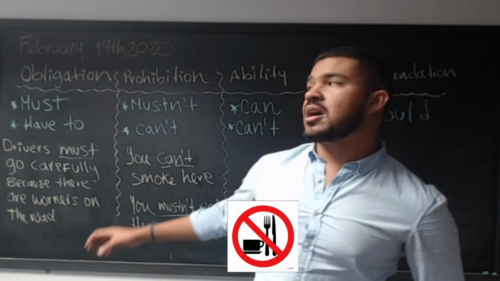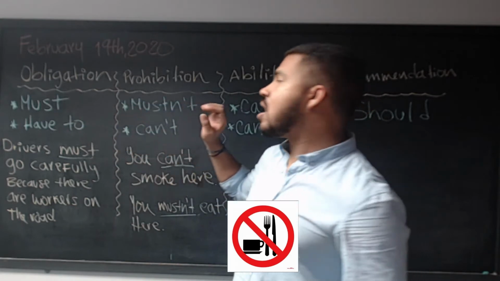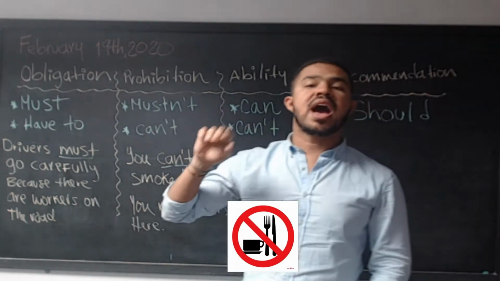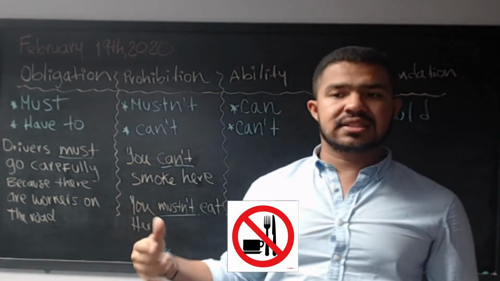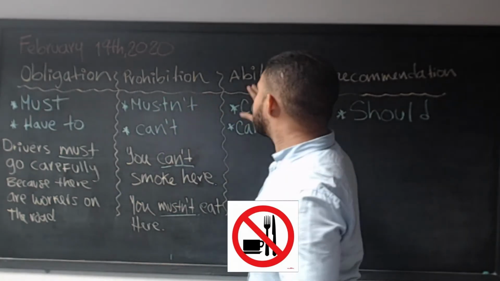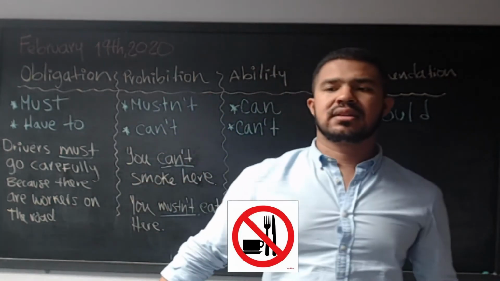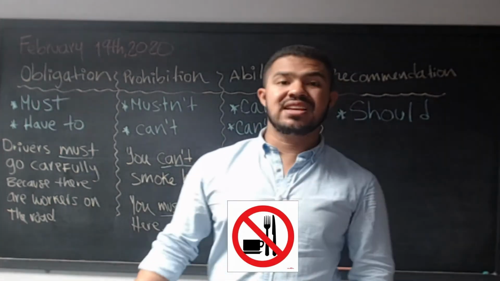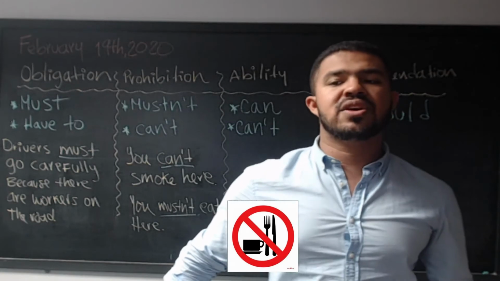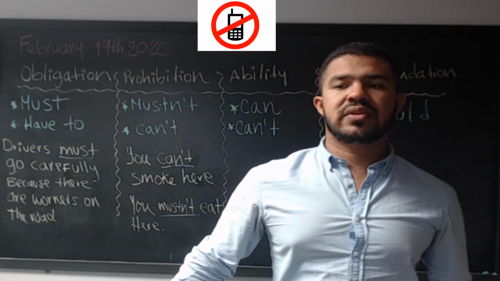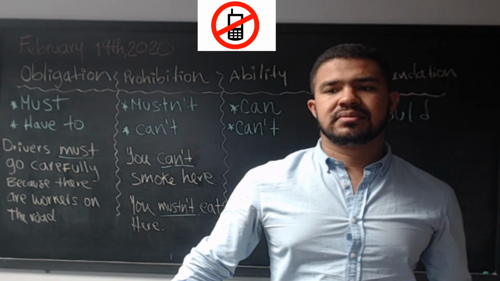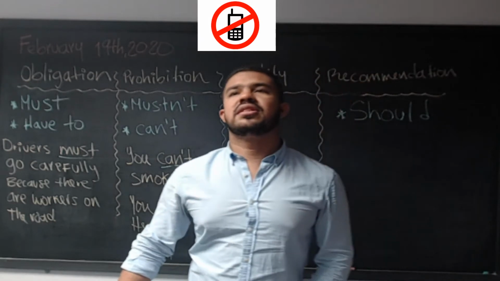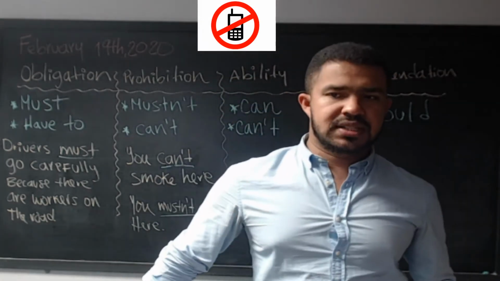Yes. Valentina, we're talking about how to express prohibition, obligation, ability, and recommendation. And we are showing you signs, so you can use the signs to express an obligation or prohibition or ability or recommendation. Okay, here we go with another one. Please show it to me. Good. So there you got another one. So please give me the sentence.